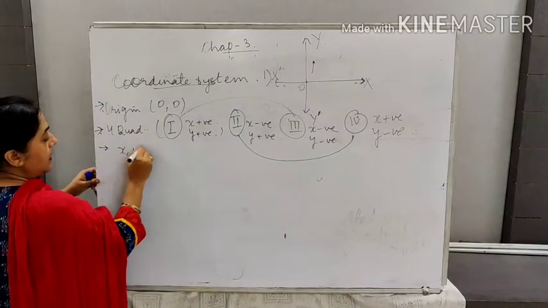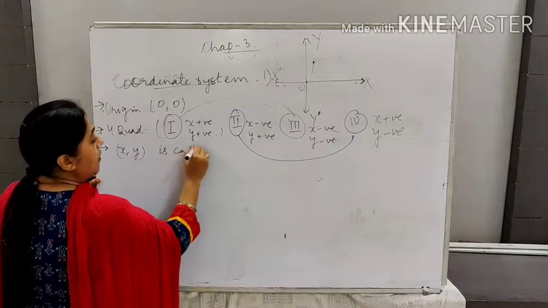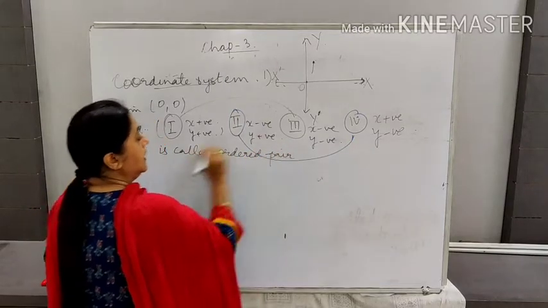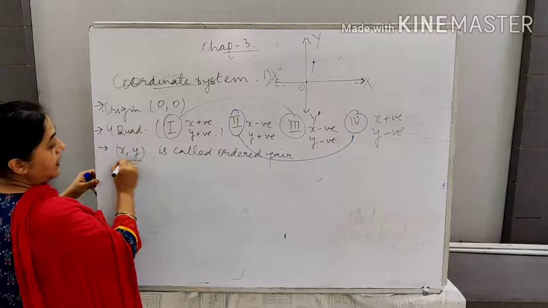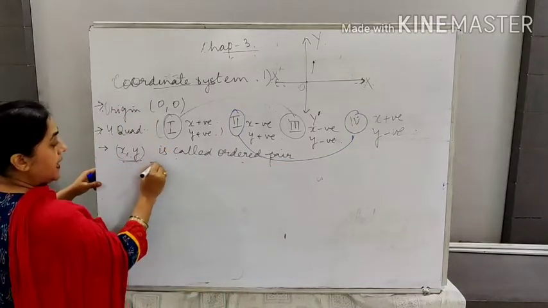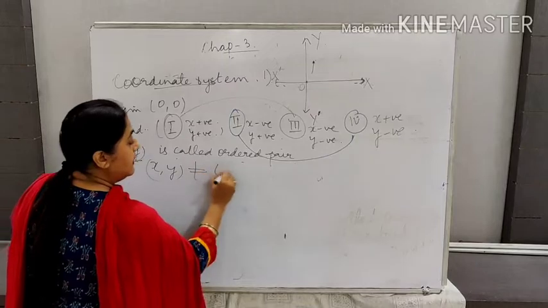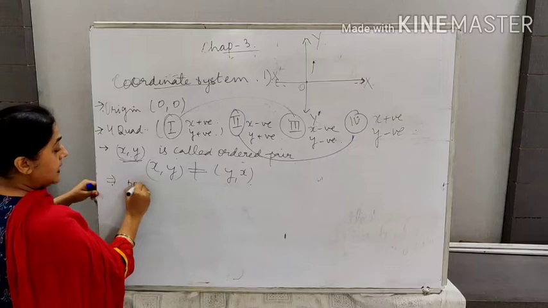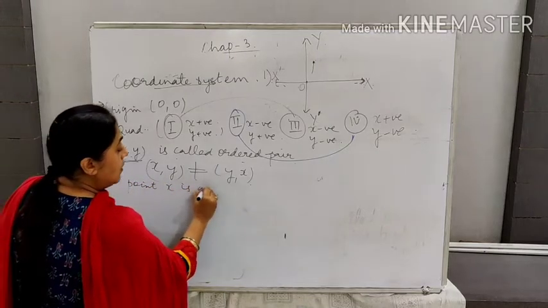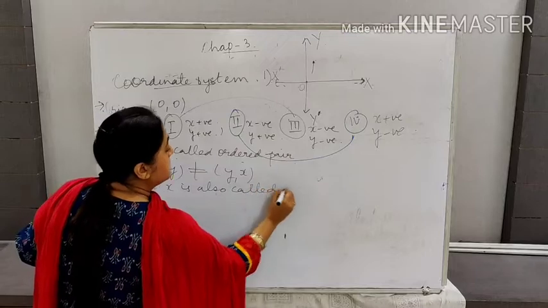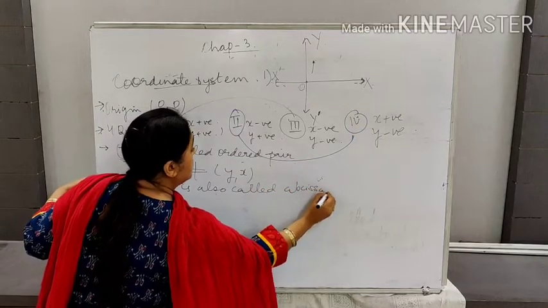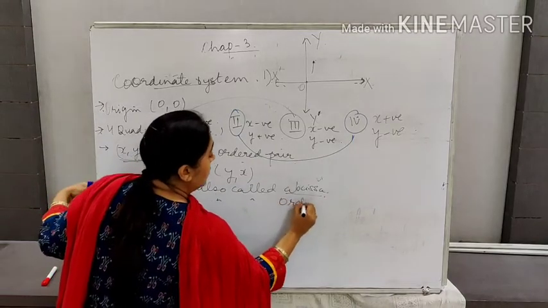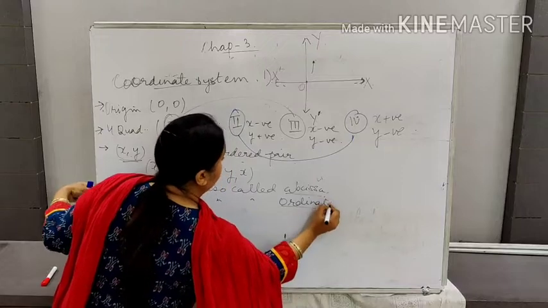This xy, this is the first point, second point. Next point, xy. What is it called? It is called ordered pair. We have xy as the ordered pair. xy is never equal to yx. Got it? Next, point x is also called abscissa. Similarly, point y is also called ordinate.